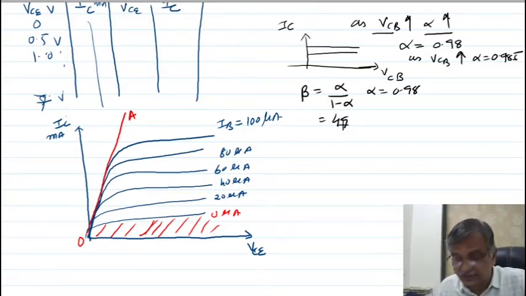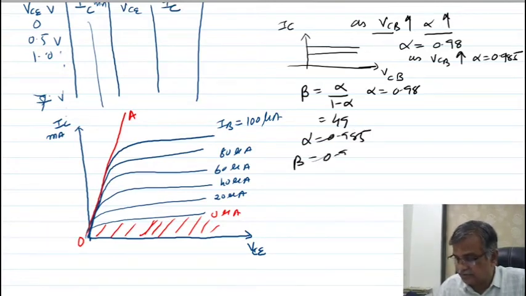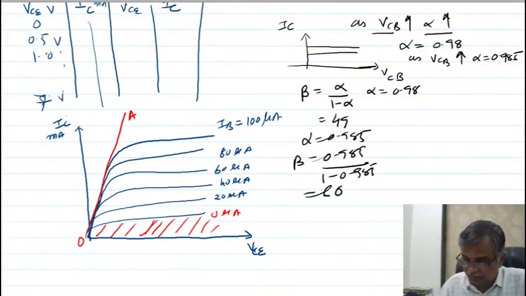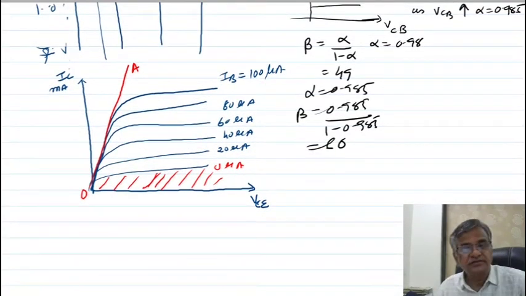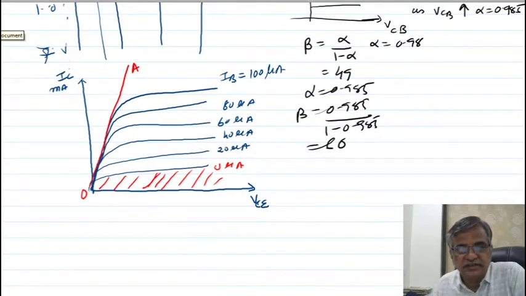Now you are increasing VCB. As VCB increases, alpha becomes 0.985. Then your beta becomes 66. Listen again. As VCB increases, alpha increases, you know.